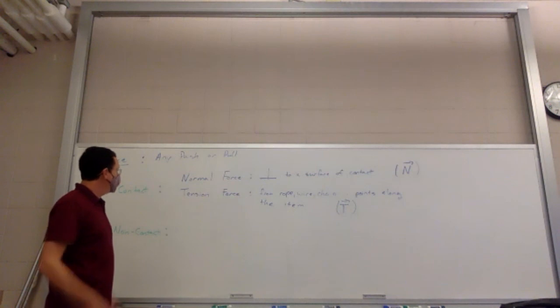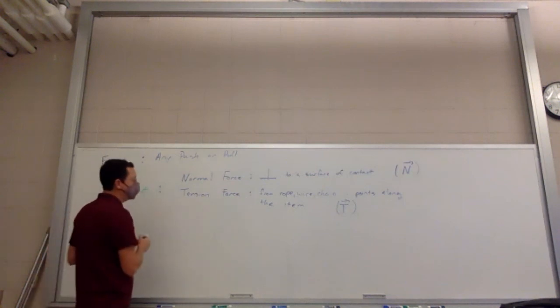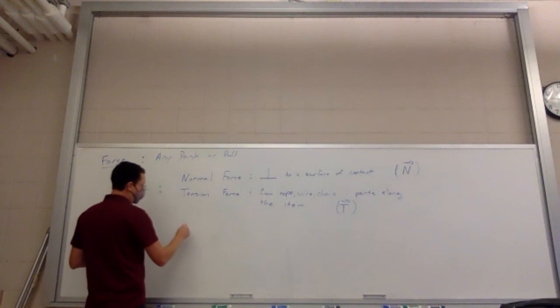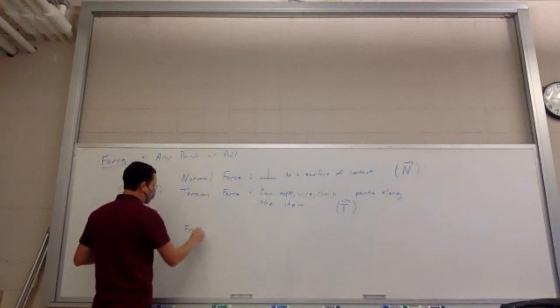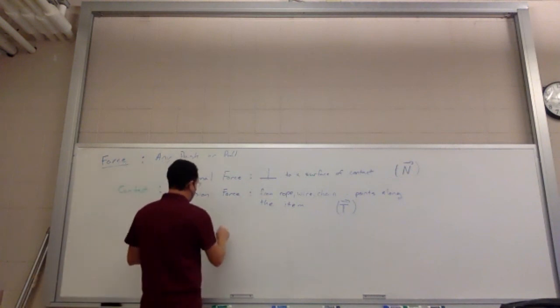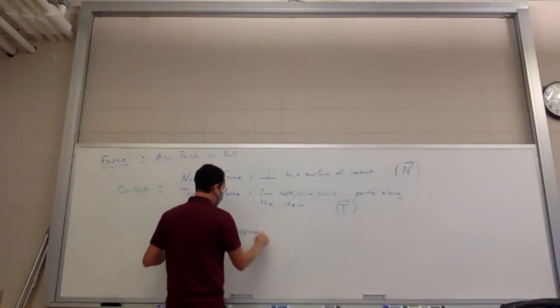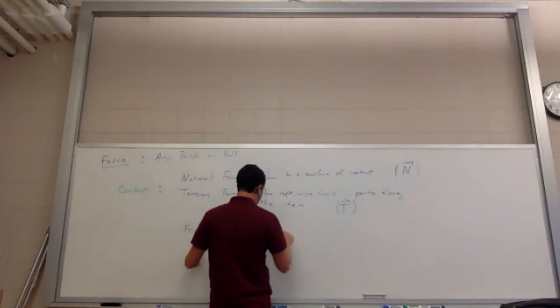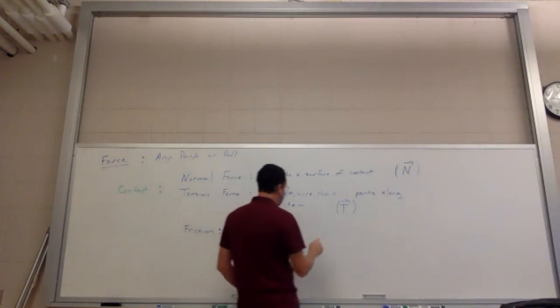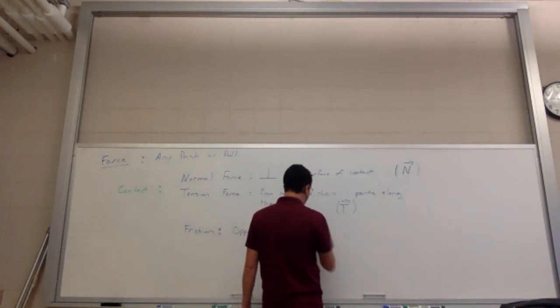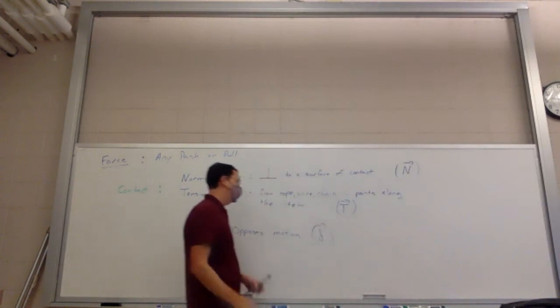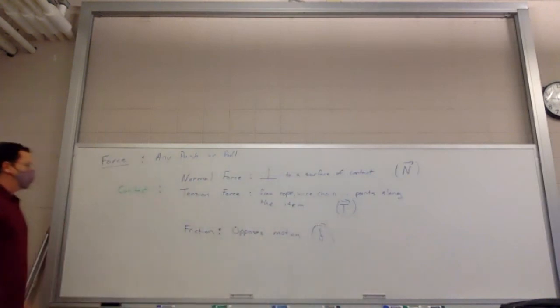Okay. Normal force, tension force, we'll have friction. So this is a force which opposes motion. This is a contact force which opposes motion. The symbol I would use for that is kind of a script kind of F. I think that's what the book uses.